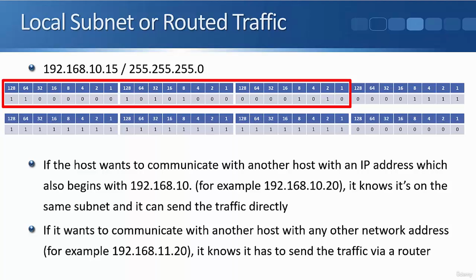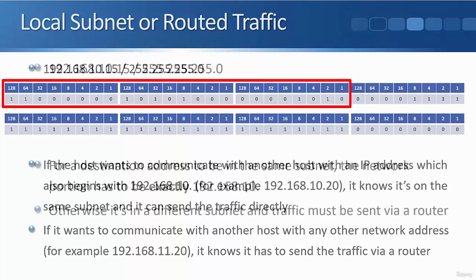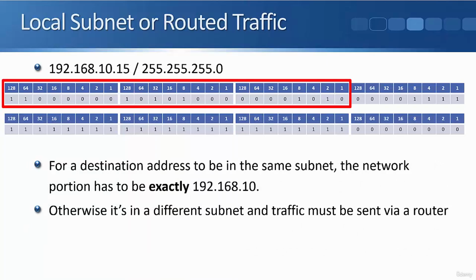If this host wants to communicate with another host on any other network, anything that does not begin with 192.168.10, then it knows it has to send the traffic via a router. So if it was sending traffic to destination 192.168.11.20, for example, it doesn't begin with 192.168.10, it's a different subnet, so it sends it via the router. For a destination address to be on the same subnet, the network portion has to be exactly 192.168.10. Anything else means it's a different subnet, and we have to go via a router.